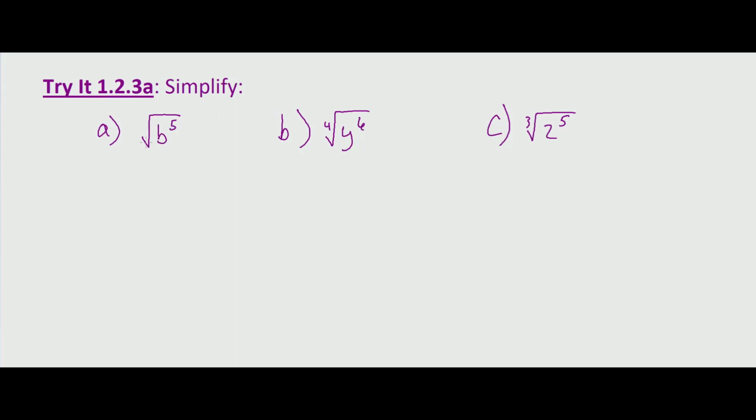So we want to factor out any perfect squares. Well, a perfect square, when we're talking about exponents, would simply be any exponent that is even. So b to the fifth is b to the fourth times b. That simplifies to the square root of, we could say b squared if we wanted to write it that way, times the square root of b.